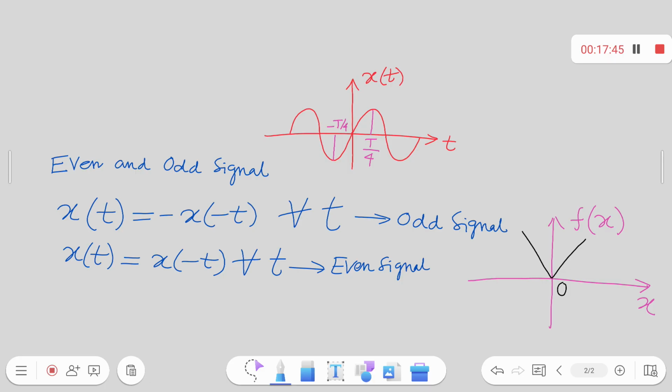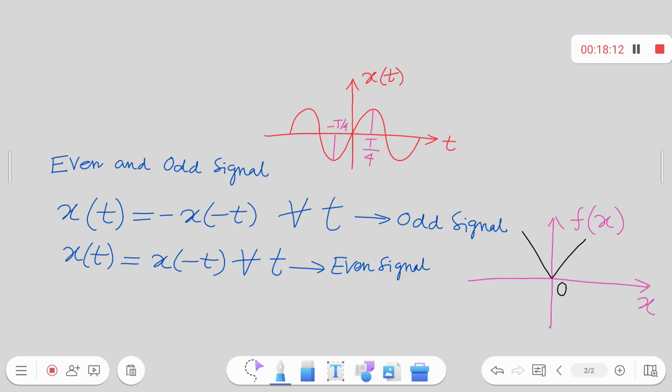Any doubt? Anyone having any doubt? I am referring to time because I am assuming that time is my independent variable. It can be true for any variable, so that's why I have drawn x versus f(x). x can also be your independent variable, right? Now, if this is true for all values of time, or all values of the independent variable, then only I can consider this to be an even function or odd function, depending upon the symmetry.